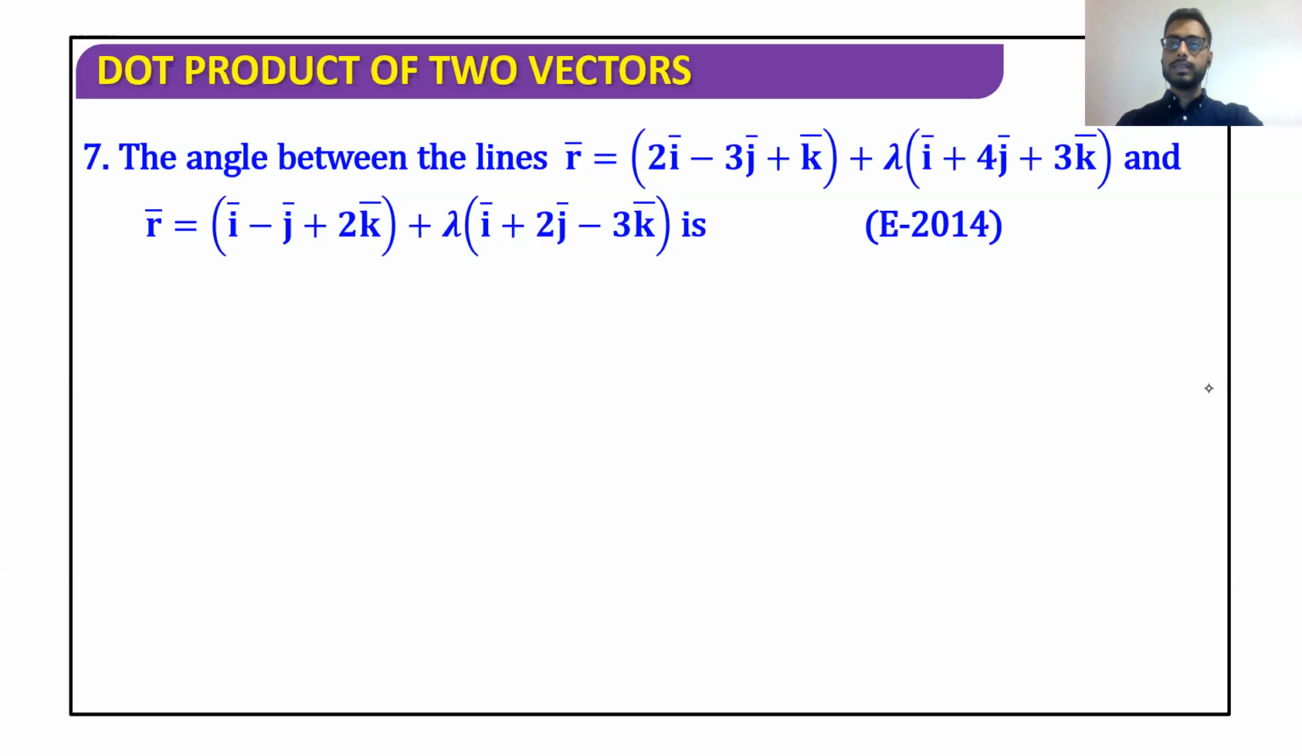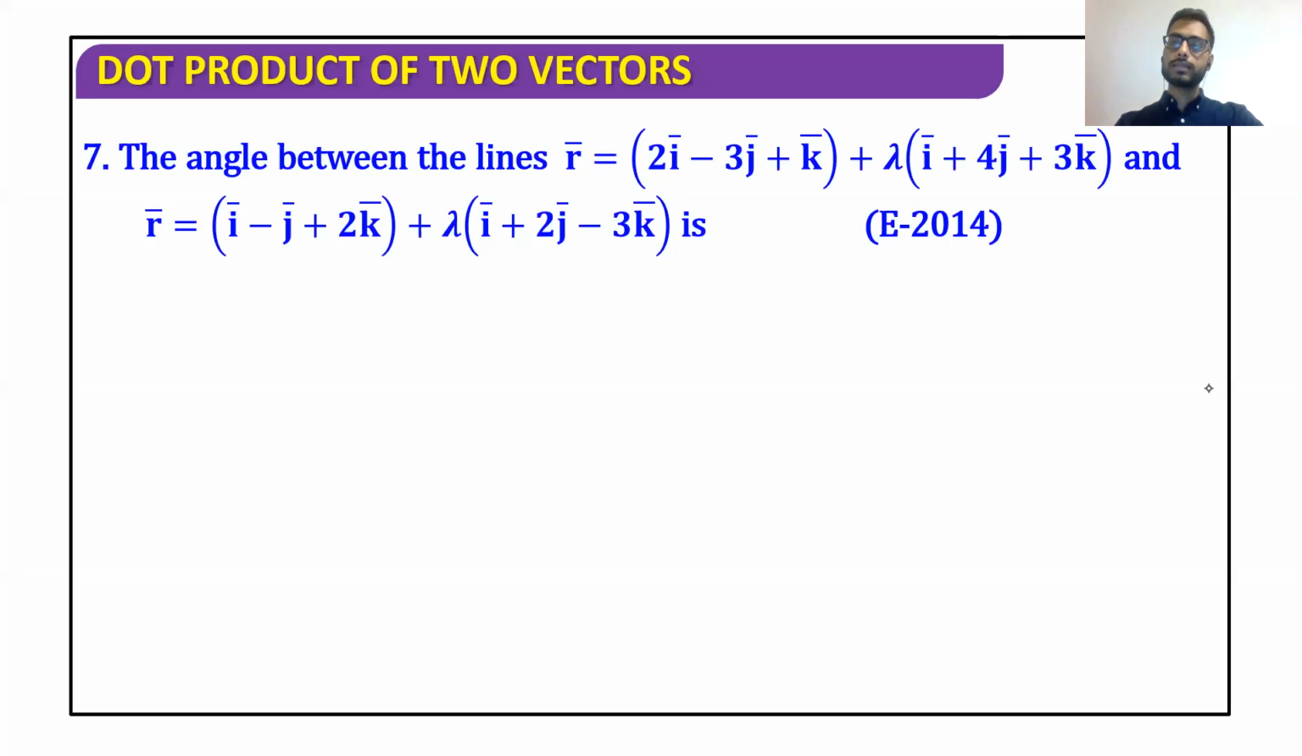What we are going to need here in this case is a bar and b bar. The first line equation is in the form of a bar plus lambda b, and the second line equation is also in the form of a bar plus lambda b. We are going to assume a bar as i plus 4j plus 3k, and b bar is going to be the second line direction, which is i plus 2j minus 3k. I'll repeat once again. A bar in this particular case is going to be i plus 4j plus 3k, and b bar is going to be i plus 2j minus 3k.